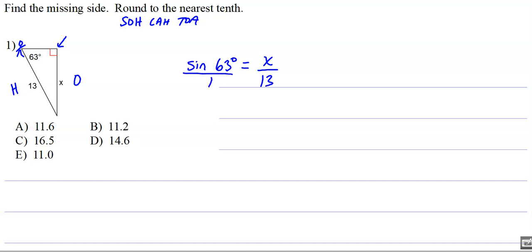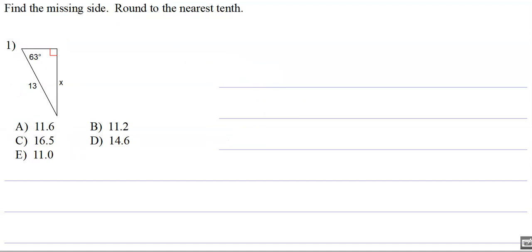I put a 1 under there. Cross multiply, I get x equals 13 times the sine of 63. Punch that in my calculator: 13 times sine 63. Looks like 11.58. So I peek over at the answers, and looks like A is going to be the right one for this.